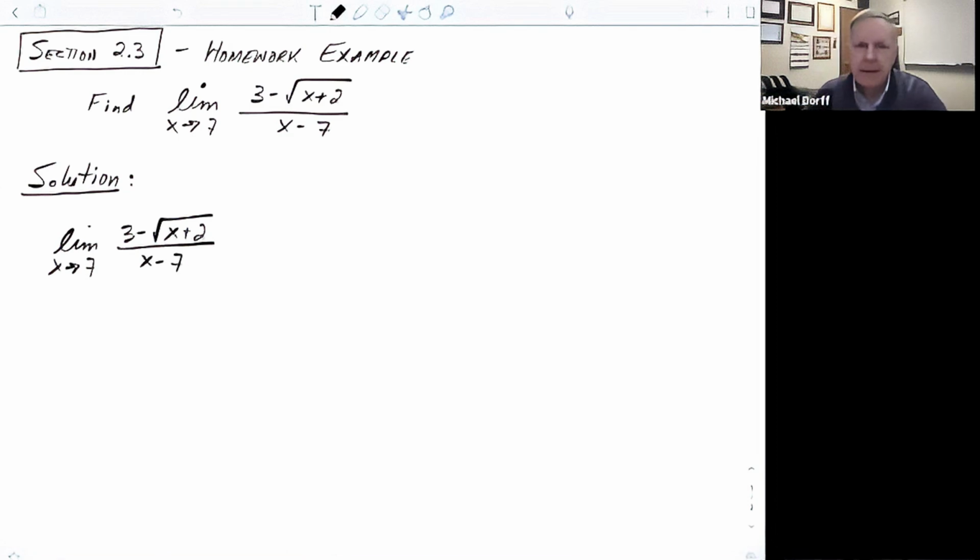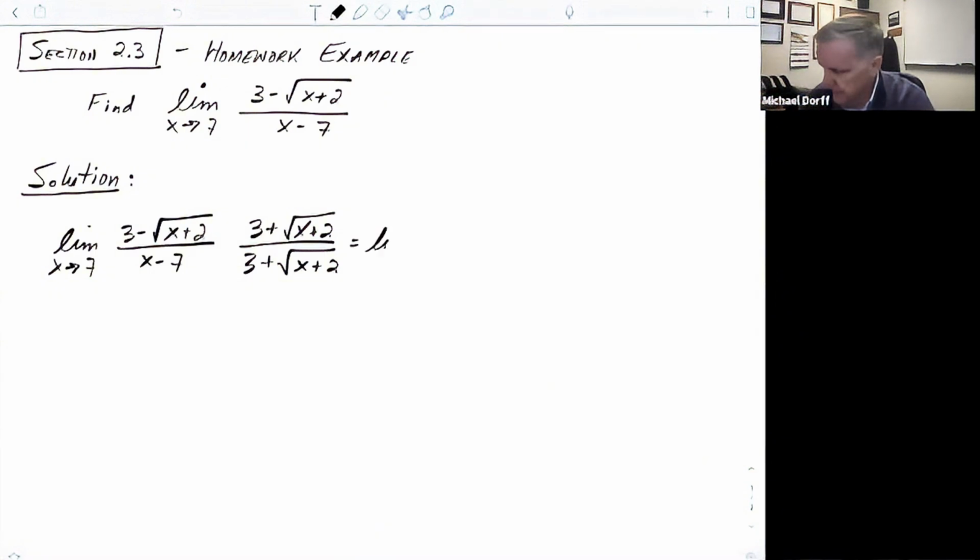over x minus 7. Because I have that square root in the numerator, 3 minus the square root, I'm going to multiply the top and bottom by what's called the conjugate, and that is 3 plus the square root of x plus 2. Notice this is different than the original top, because originally I have a 3 minus the square root. The fact that those signs are different, one a minus and one a plus, will allow this problem to be solved. Also notice that whatever I multiply the top by, I have to multiply the bottom by in order to keep equality.